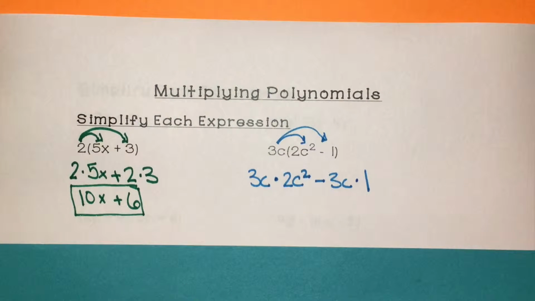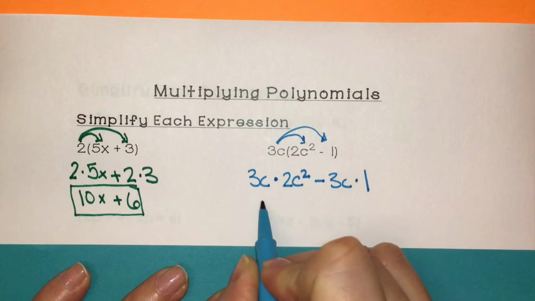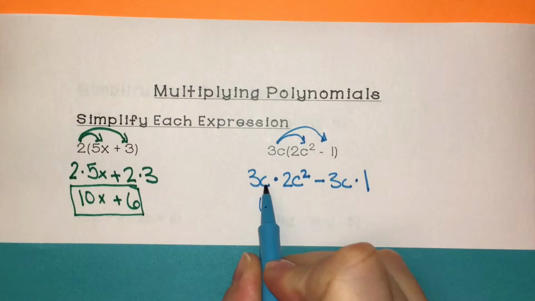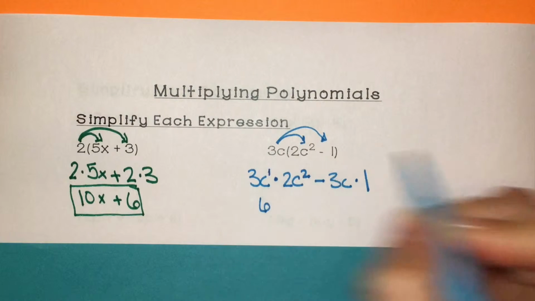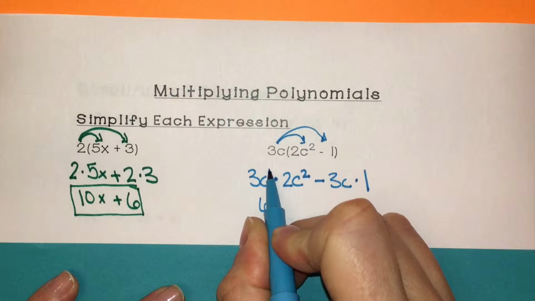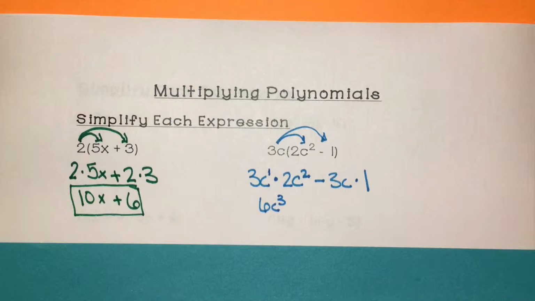All right, so now we have to think about how we multiply variables. So we start with just multiplying the numbers. We have 3 times 2 leaves us with 6. Now we have to deal with the variable part. Okay, we have c times c squared. Well, remember c is the same thing as c to the power of 1. So we're looking at exponents. When you multiply and bases are the same, you add the exponents. So we have c to the power of 1 plus 2 is 3. So 6c to the power of 3 or 6c cubed.